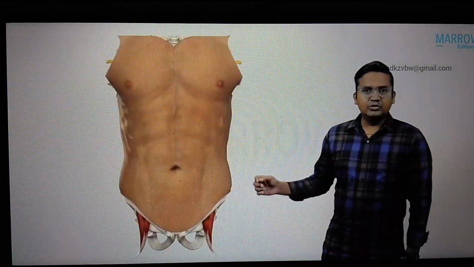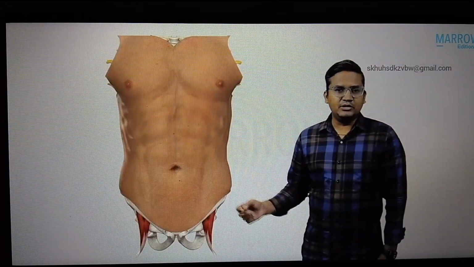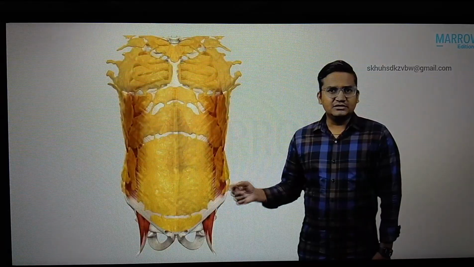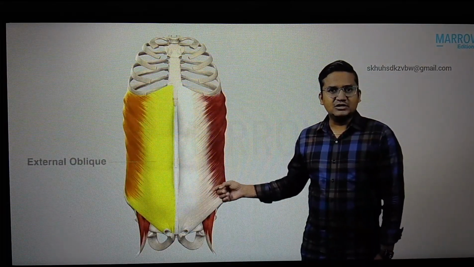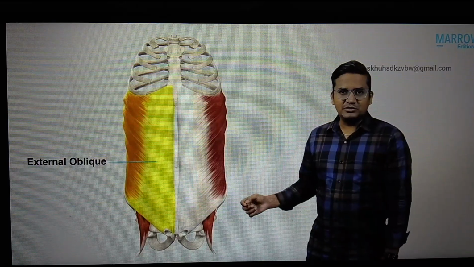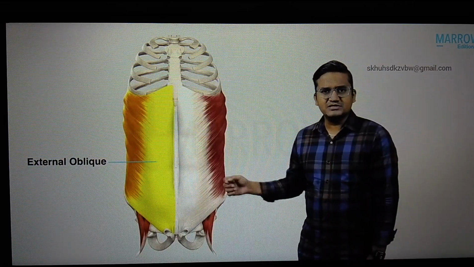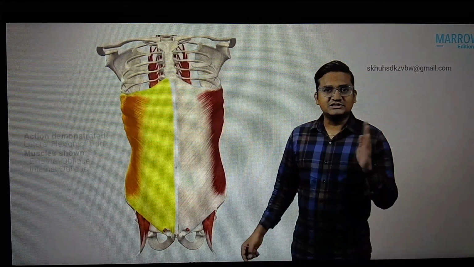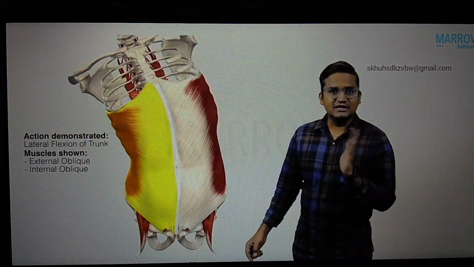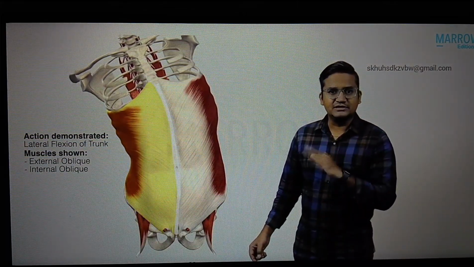Now we're going to see the animations for the anterior abdominal wall. We are removing the skin, we are removing the superficial fascia, and we are seeing the external oblique muscle. Now, see the action of external oblique muscle. External oblique muscle is helping for lateral flexion. See here, the trunk is moving like this. Lateral flexion of the trunk.